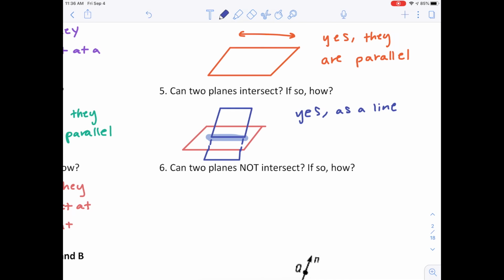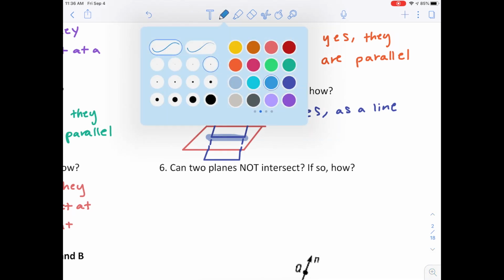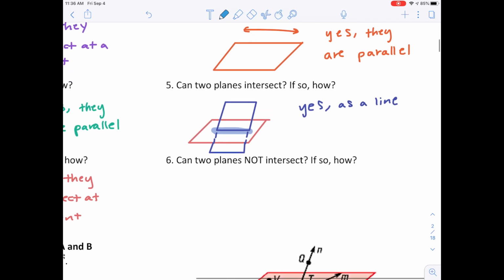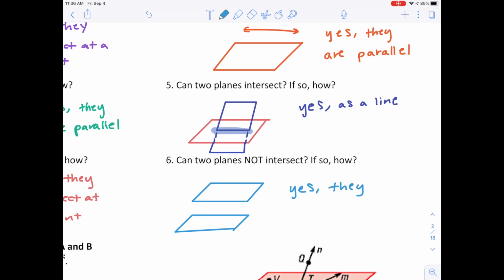And then number 6, can two planes not intersect? This is very similar to example number 4, except that was with a line in a plane. The way that two planes do not intersect is they have one hovering over the other. So again, they're parallel to one another. You have a plane, you have another plane, they're parallel, so they never intersect. So yes, that's possible. How is it possible? They are parallel.